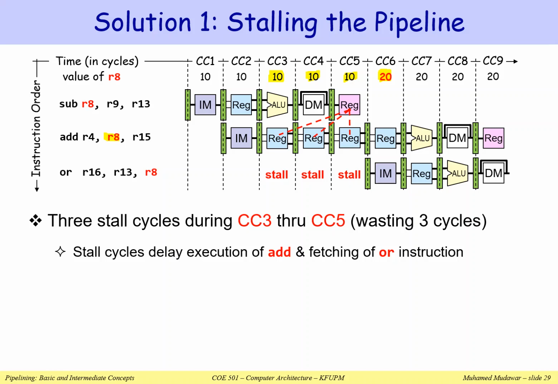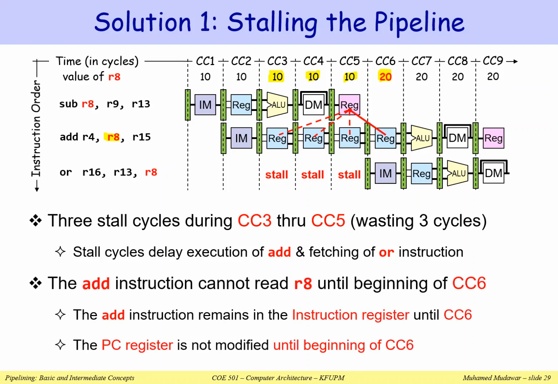It cannot really move into the execute stage. It cannot be allowed to execute. It cannot be allowed to read and execute during the next cycle. So during these three cycles, we cannot even fetch the next OR instruction, which is in memory. We have to wait until clock cycle number 6 to fetch the OR instruction from the instruction cache. So we have wasted here 3 clock cycles. This is the meaning of stalling the pipeline.